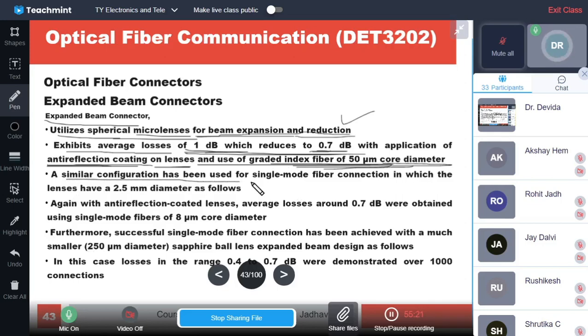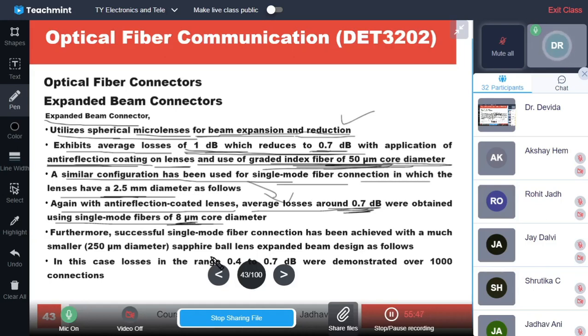A similar configuration has been used in the single mode fiber connection, in which lenses have 2.2 mm diameter as follows. Again with the anti-reflective coating on the lenses, average losses of about 0.7 dB were observed using single mode fiber, 8 micrometer diameter. So this is the graded index fiber, 50 micrometer, and this is 8 micrometer diameter.